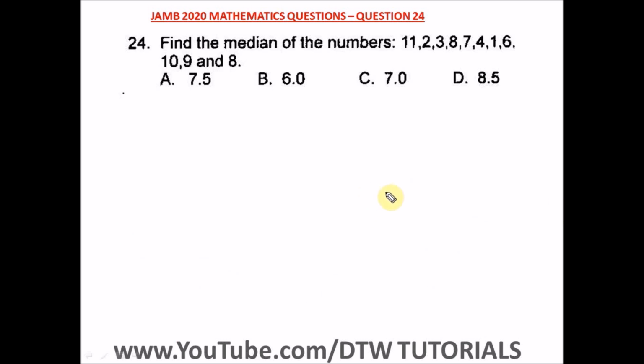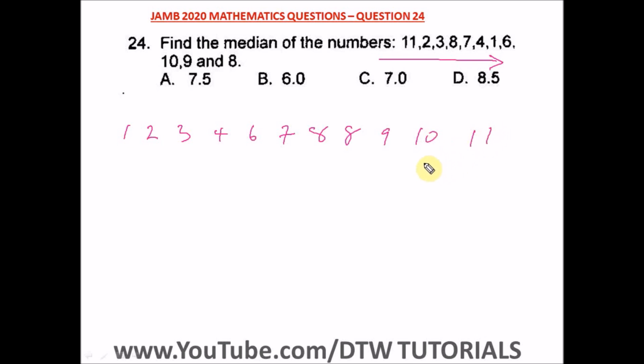So this is question number 24 of the Jamb maths question 2020. Find the median of the numbers. We're given 11, 2, 3, 8, 7, 8, 1, 6, 10, 9, and 8. So as not to get confused, we have to arrange all these in ascending order. So I will be left with 1, 2, 3, 4, 6, 7, 8, 8 again, 9, 10, and 11.